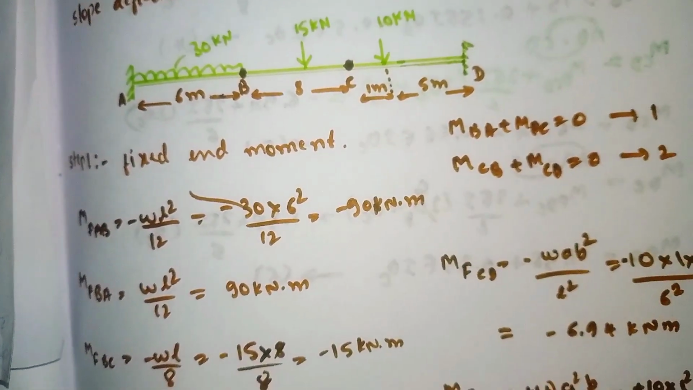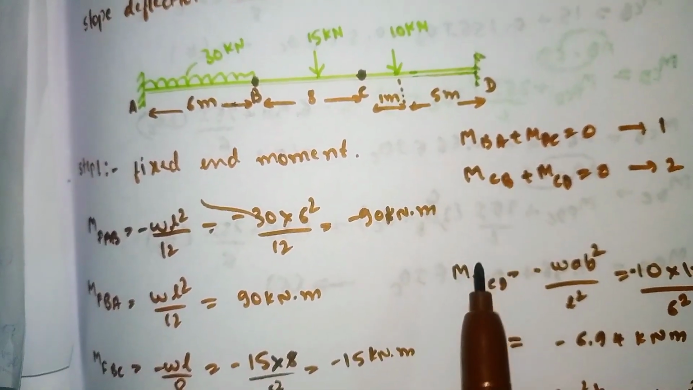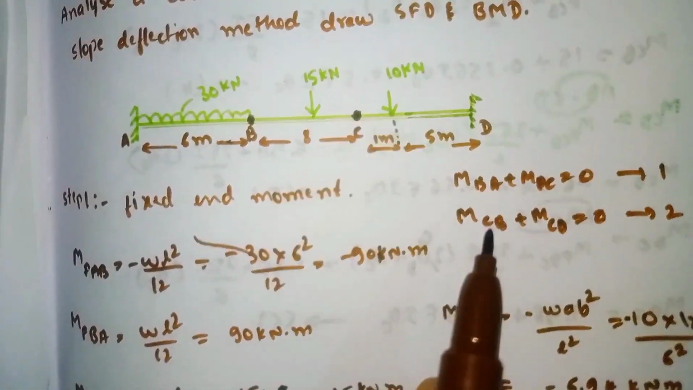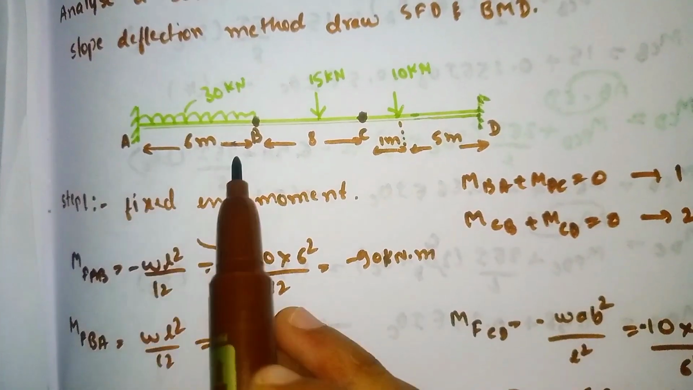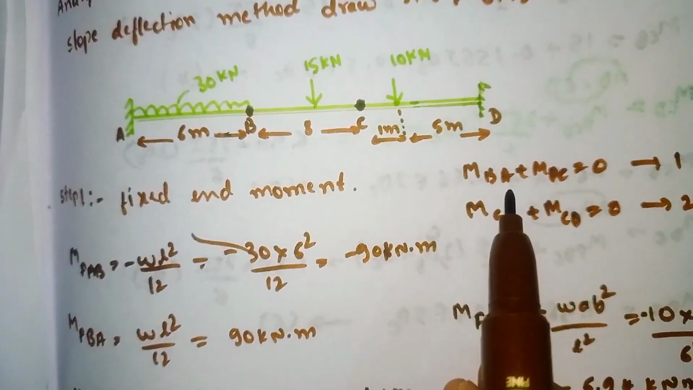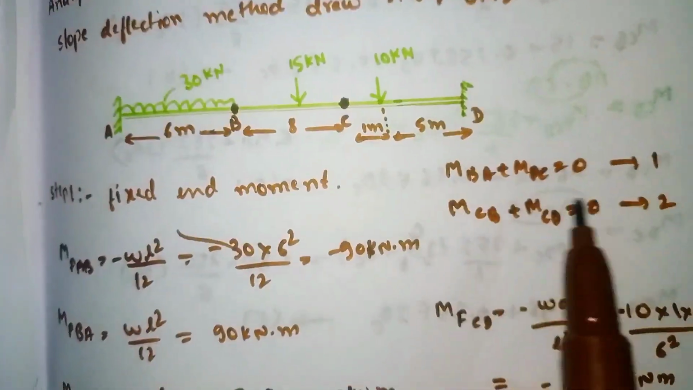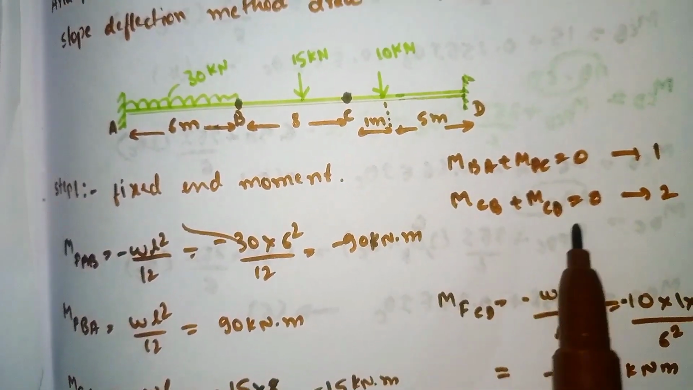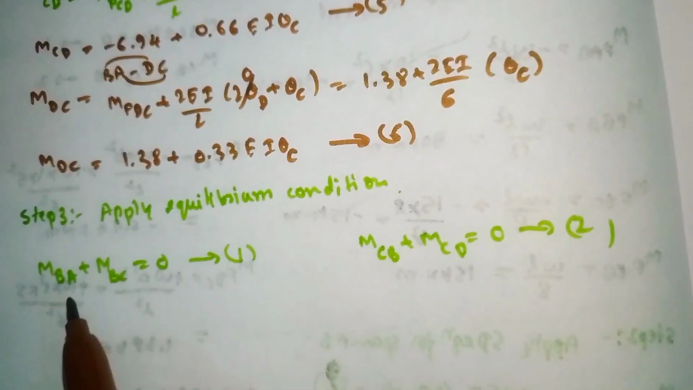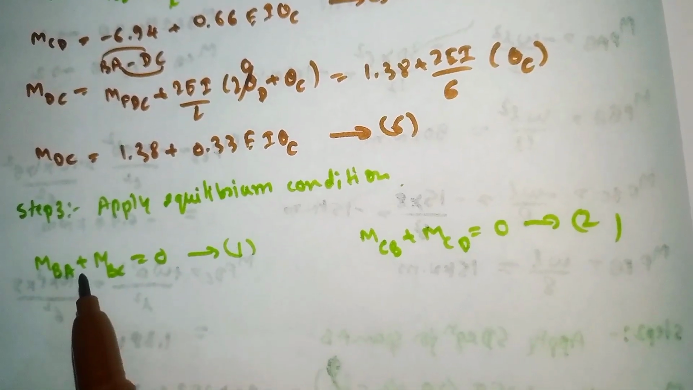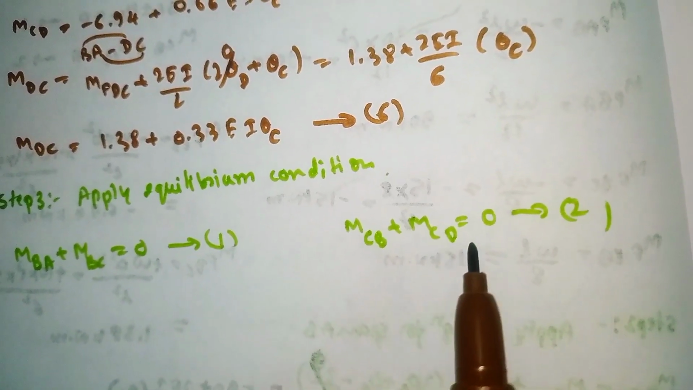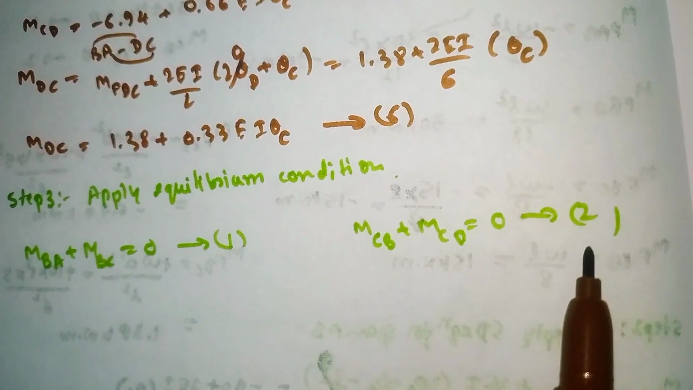So now we'll calculate by applying these two conditions. Remember, whenever we get 4 points, first we take the first 3 points, and later we take the remaining 3 points and apply the equilibrium condition for them. This is how we apply it, so now we'll see one by one. The third step is applying the equilibrium condition. MBA plus MBC is equal to 0, this is our first condition, and MCB plus MCD is equal to 0, this is our second condition.